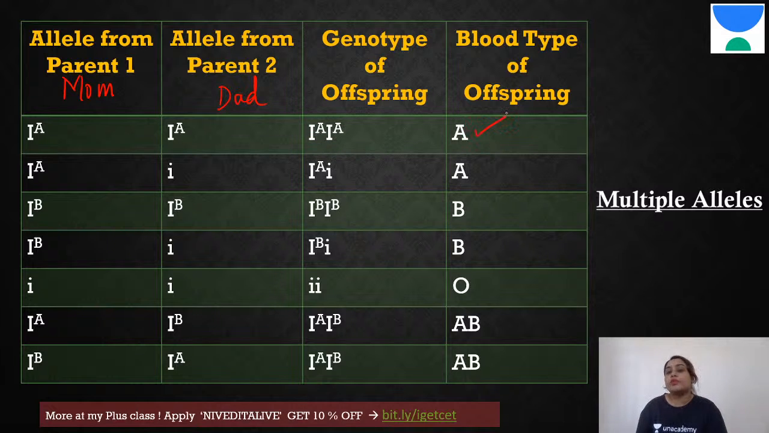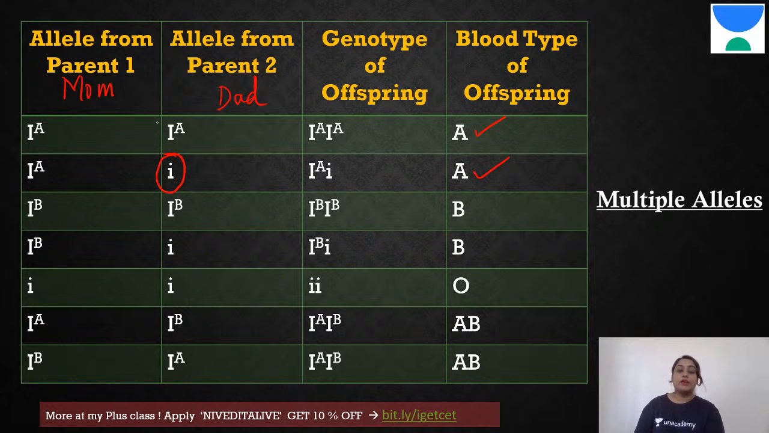So therefore the blood group of that child will be A. Similarly, the mother's is the same, the father's however is the small i. So what does that mean? If you fuse them, this one is recessive, but this is dominant, right? So therefore that will be the main one, and therefore the blood group will still be A.